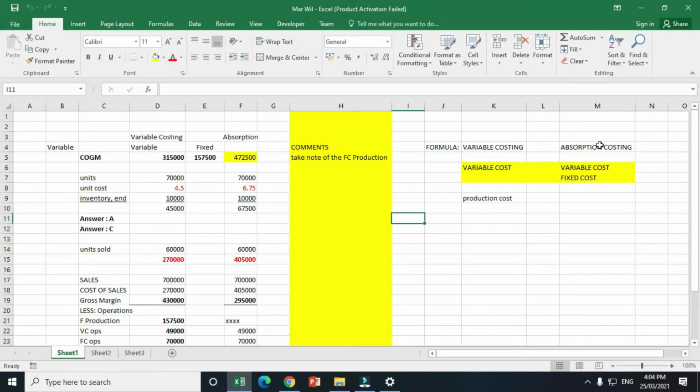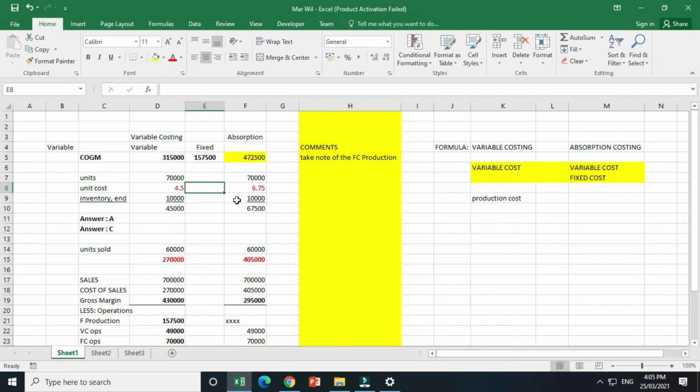Variable costing versus absorption costing. Okay, so variable costing, in the name itself, you only include the variable production costs. Take note, production costs. And then in absorption costing, variable costs and fixed costs are included. So here it is in the problem: 315,000 for variable cost and fixed production costs of 157,500. Under the variable costing method, we only include 315,000, and in the absorption costing, we include both.